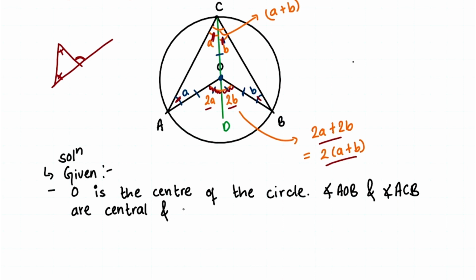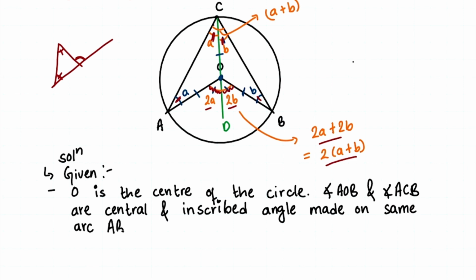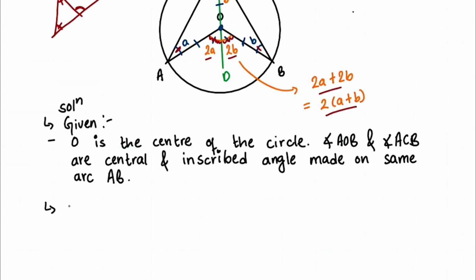Central and inscribed angles made on same arc AB. So this is our given. Our next step is to prove. So what we need to prove in this theorem is angle AOB, our central angle, is double our inscribed angle, angle ACB.